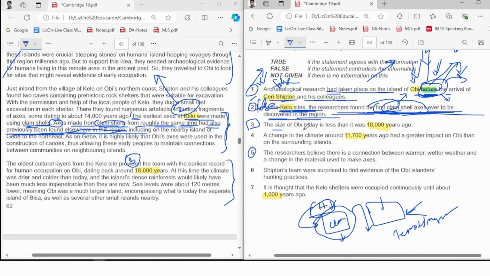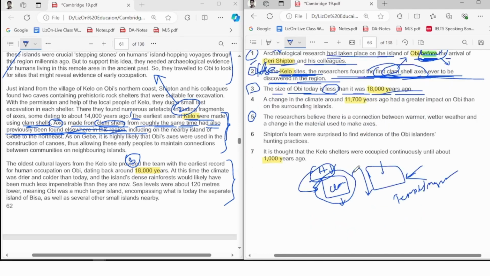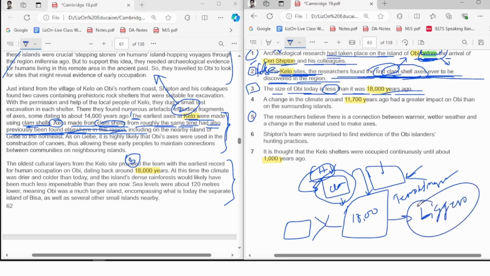Number 3, the size of MI today is less than it was 18,000 years ago. Here they're talking about the size of MI, not other things. They're saying the size of MI today is less than it was 18,000 years ago. It means 18,000 years ago the size of MI was bigger, and today the size of MI is less. So previously it was bigger, now it is smaller.